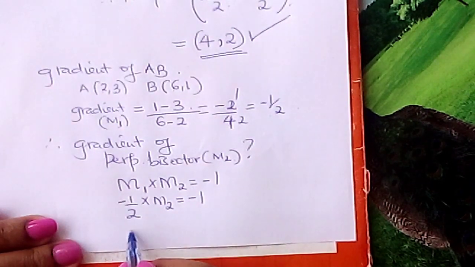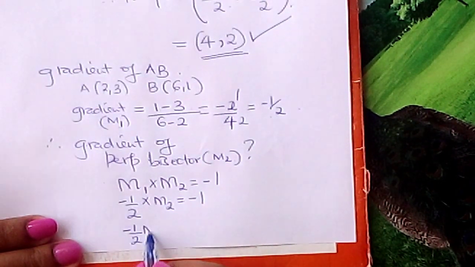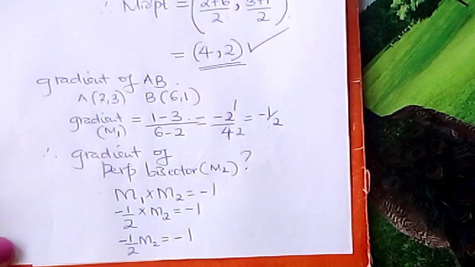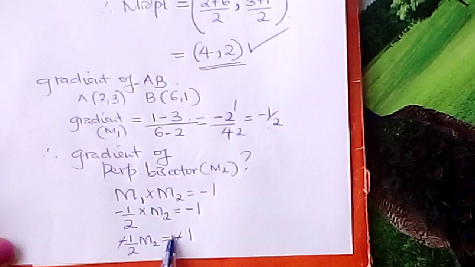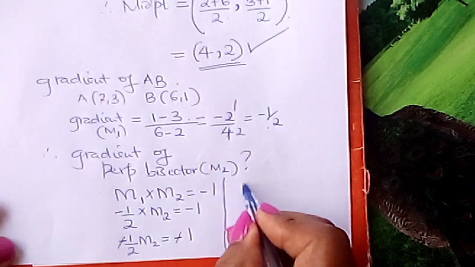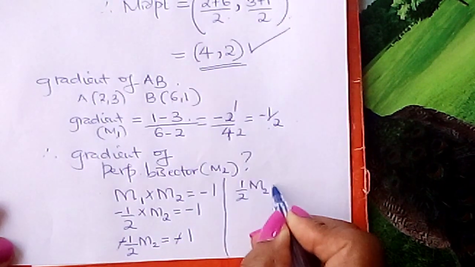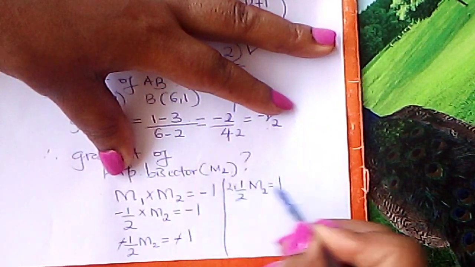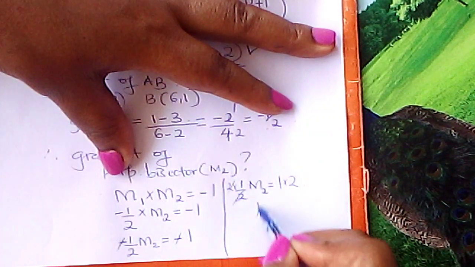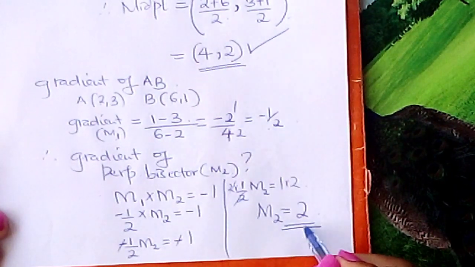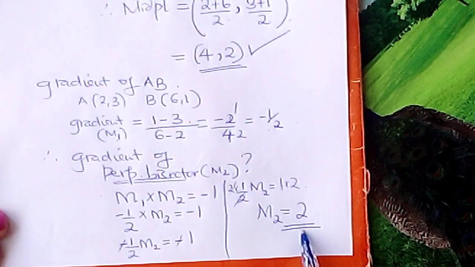And therefore we can simplify this. We see this is negative a half M2 is equal to negative 1. Learner, this negative and negative, they cancel out. Otherwise, if you multiply by a minus there, the two become positive. That is why I'm cancelling them out. And therefore, you remain with a half M2 is equal to 1. So from there, learner, multiply both sides by 2, and therefore your M2 is 2. The gradient of the perpendicular bisector, learner, is 2.